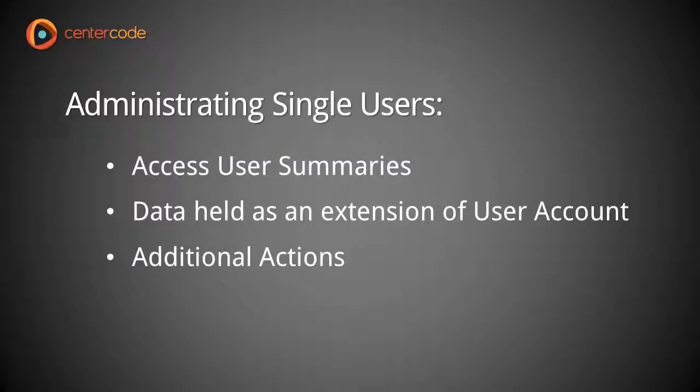So, administrating single users, you want to access their user summaries like I mentioned, and the user summary actually represents any data held in the user account at the project level. Now the community scope has its own user profile that includes a bit more information pertinent to the community, but within the project you have all the surveys and notices and things that the users have seen, and you also have a list of additional actions shown on the bottom of the page.